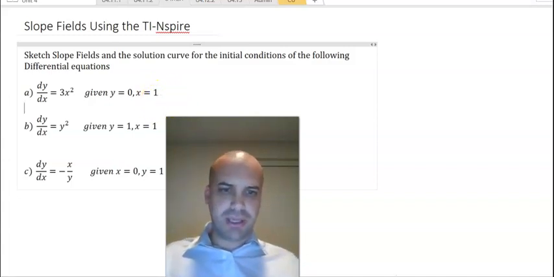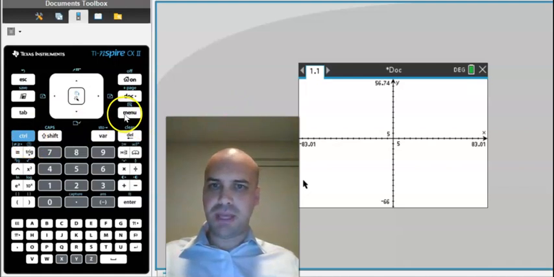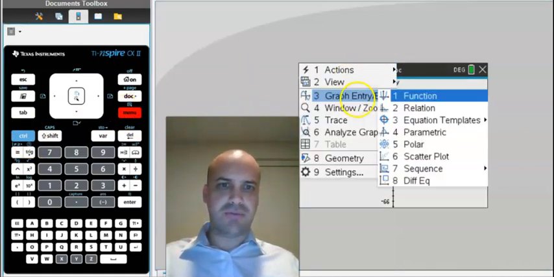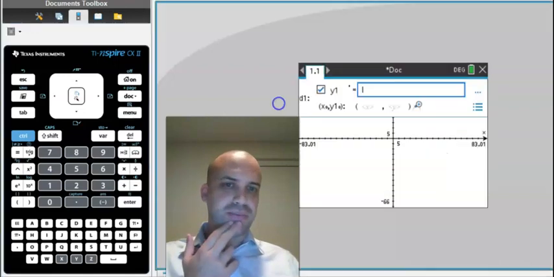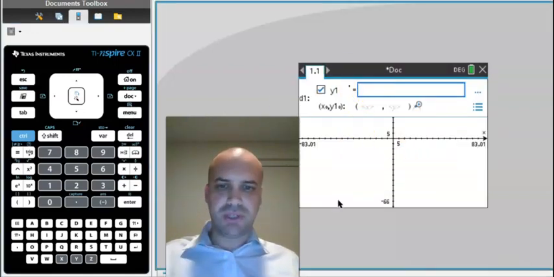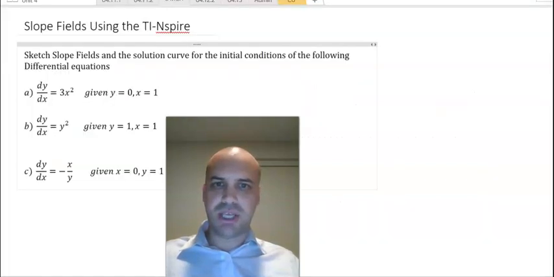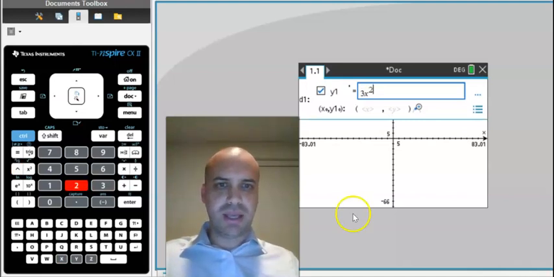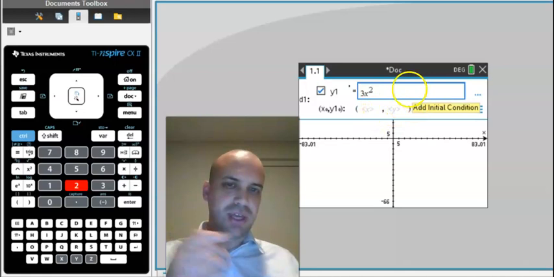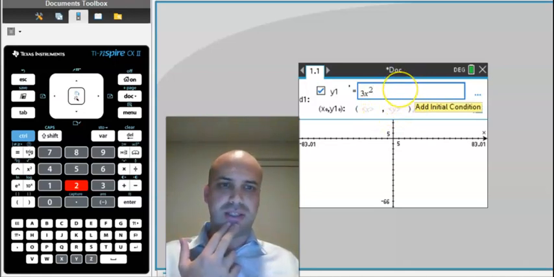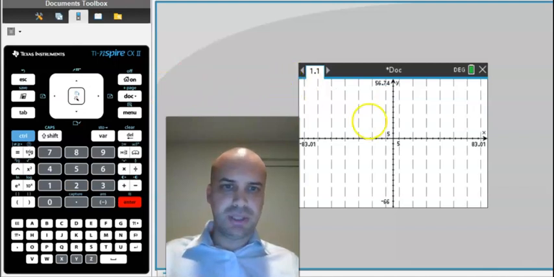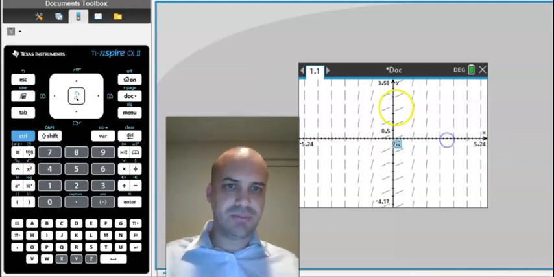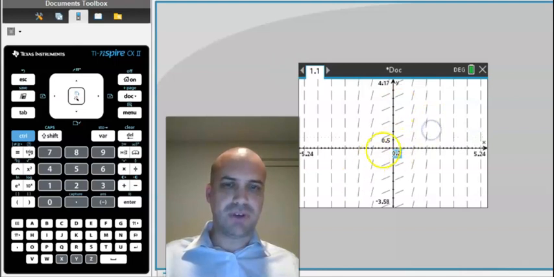All right, so jumping in, we're doing menu, and we're going to graph a differential equation. Now, the first differential equation we're doing is y dash equals 3x squared. Let's just graph exactly that. You can see we get this slope field here. Now I might just zoom in on that slope field a little bit so we can see what's going on. You can see it's starting to come into focus there.